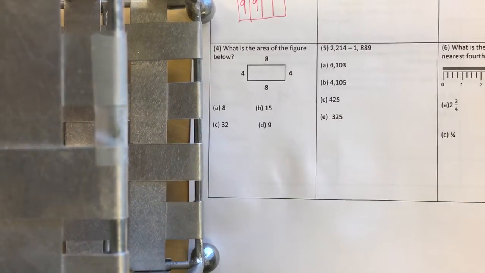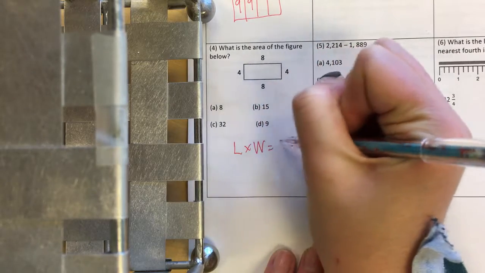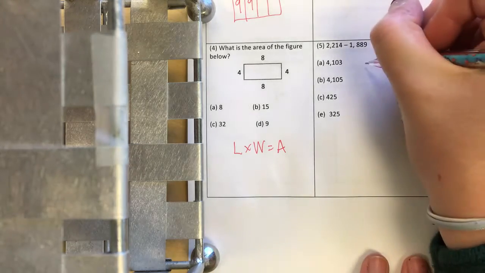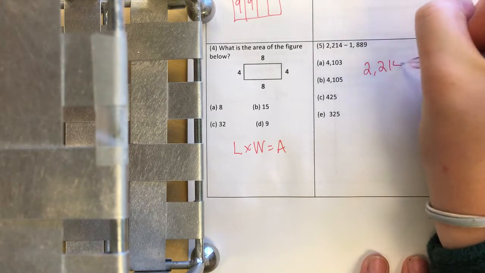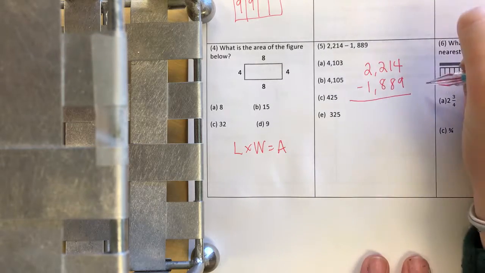Number 4, what is the area of the rectangle below? We know length times width gives us area. So that's our equation we're going to use. Number 5 is a pretty easy peasy problem for subtraction with a lot of regrouping.